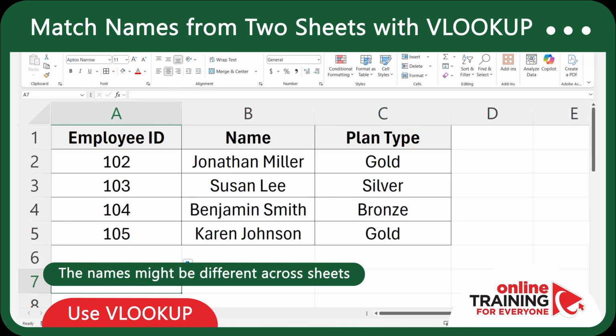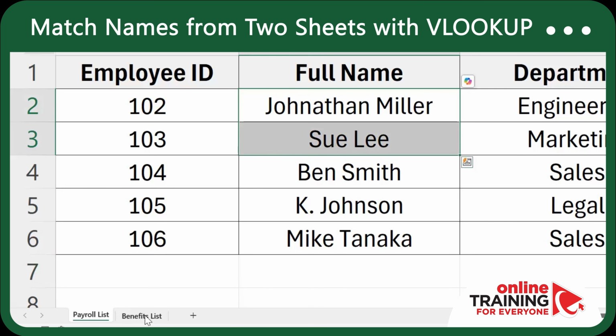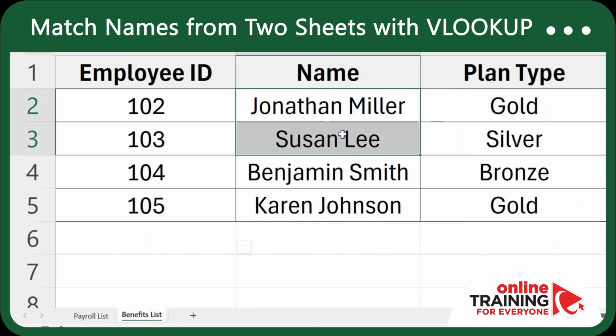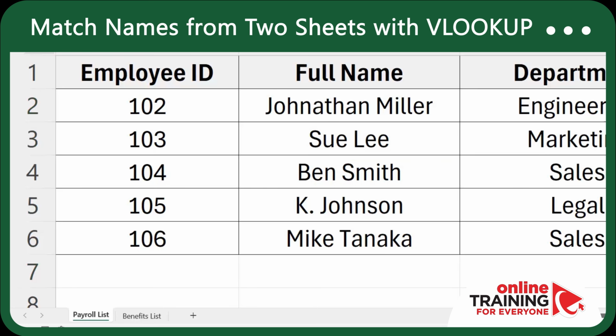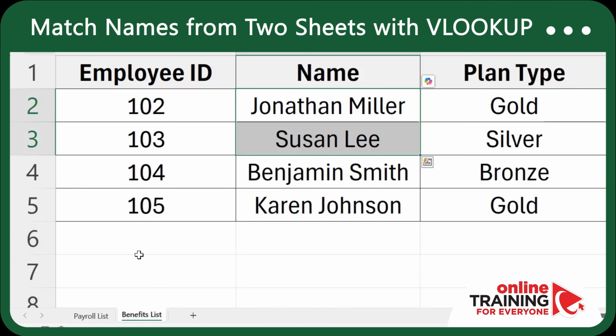The names might be different across sheets, since not everyone who is getting paid gets benefits, and the actual name might be different between the systems. For example, Jonathan Miller and Sue Lee are spelled differently in the payroll list versus the benefits list. And Mike Tanaka doesn't get any benefits.